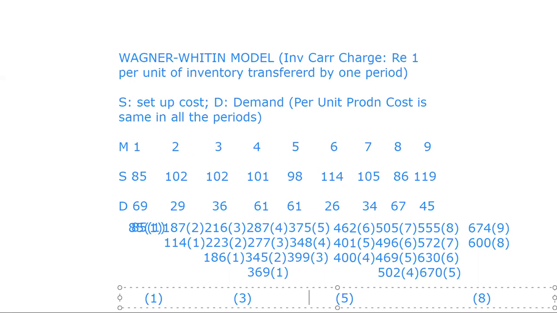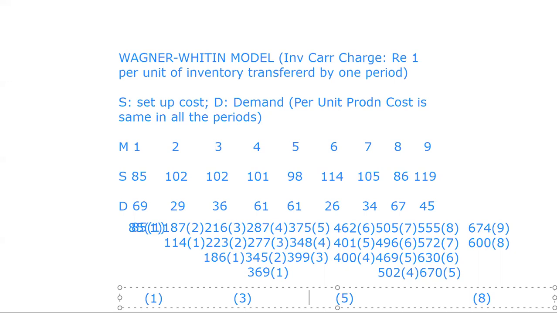Now for a 7-period problem, my optimal is 5. So I produce in period number 5. Now what is the optimal schedule for 1 to 4? It is 277. So I produce in period number 3.